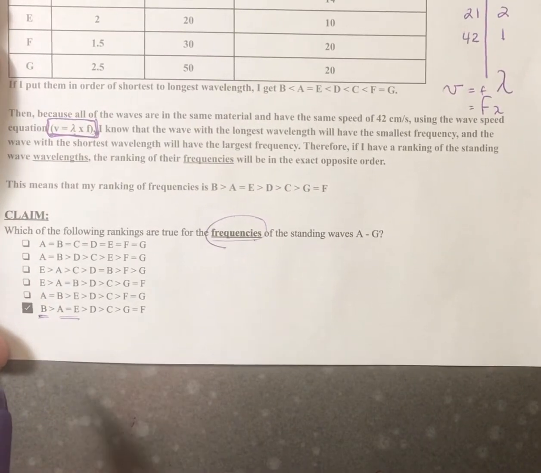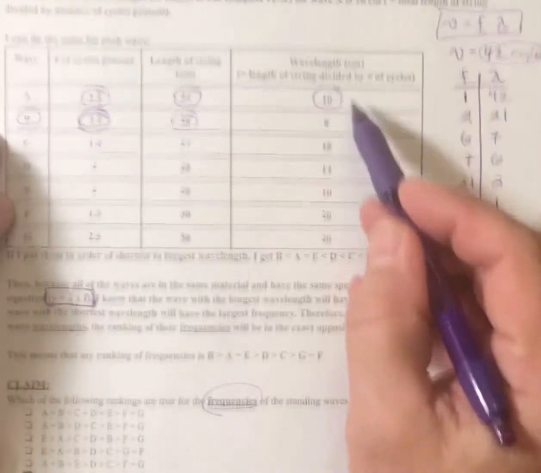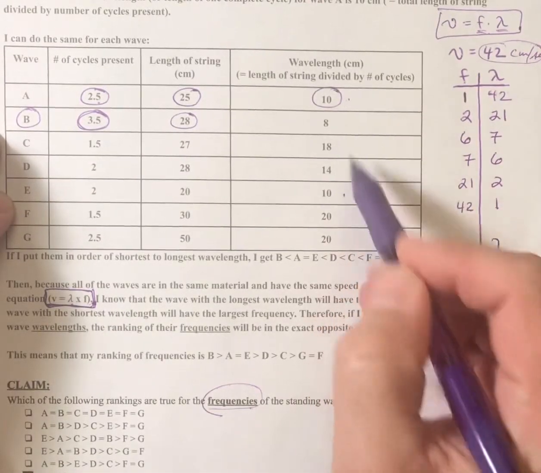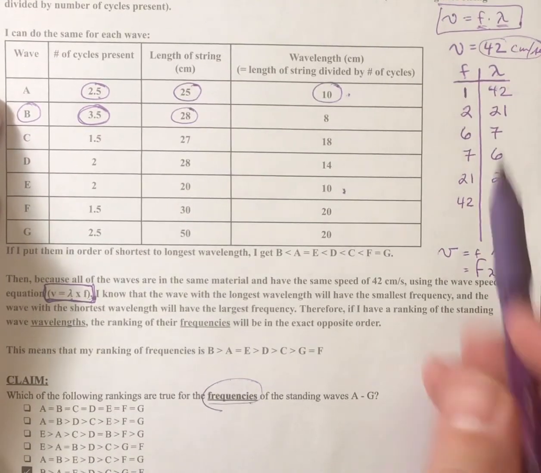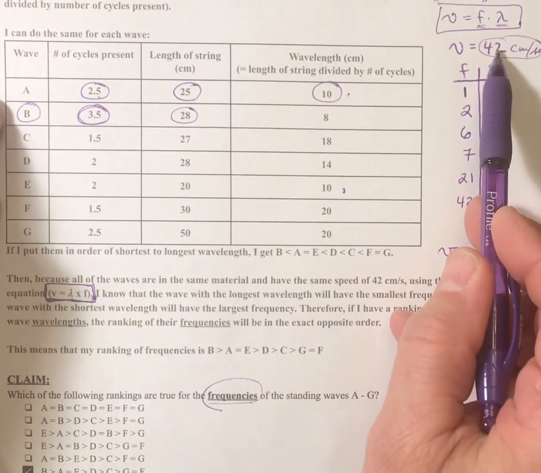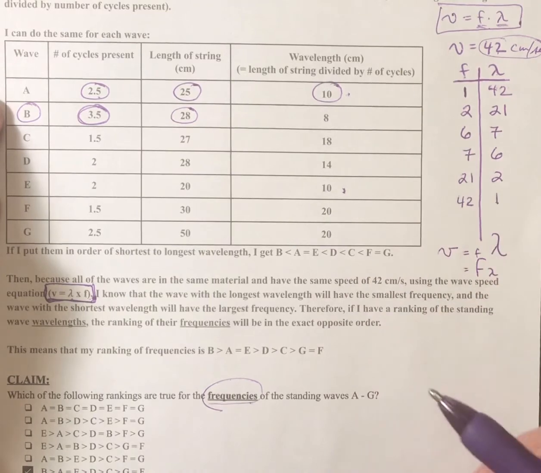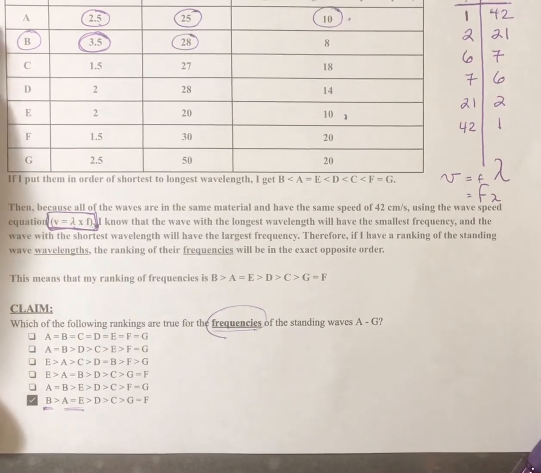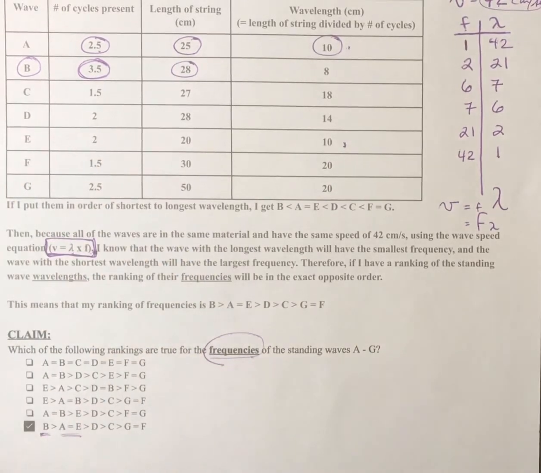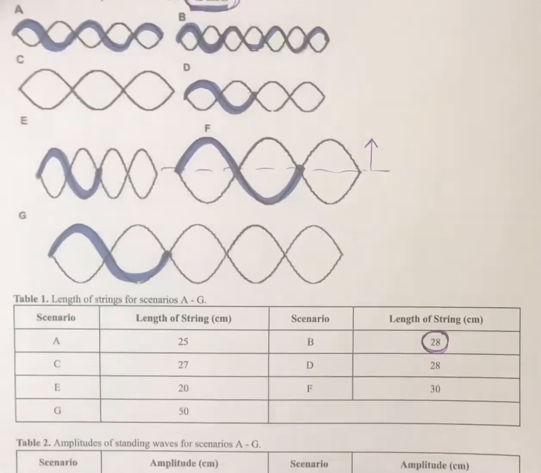A and E, 10 and 10, these have the same wavelengths, so their frequencies would be the same. In this case, since it's 42, the frequency would be 4.2. Hopefully that helps a little bit with this sheet.